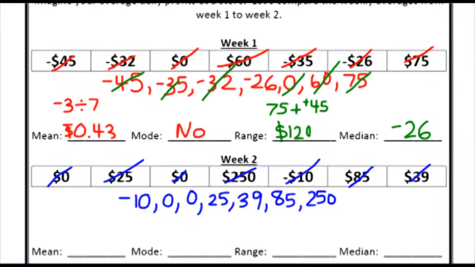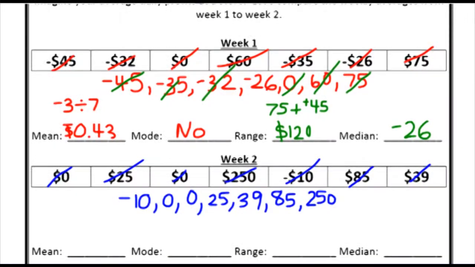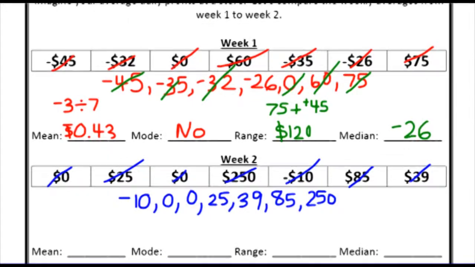Now, just like last time, I already have my numbers in numeric order. It's a good place to be. I want to start with my mean. I'm going to add everything up. Negative 10 plus 0 plus 0 plus 25 plus 39 plus 85 plus 250. I end up with 389.